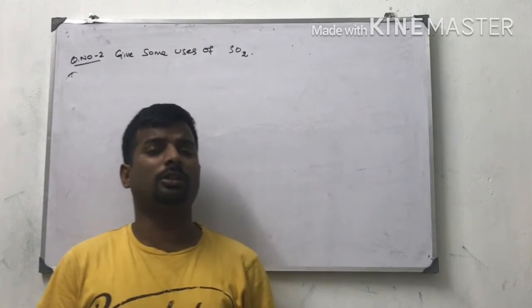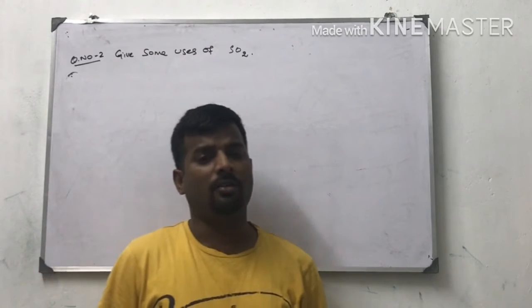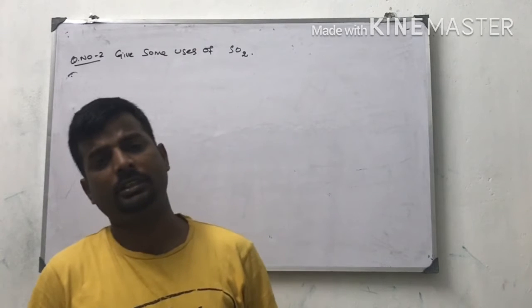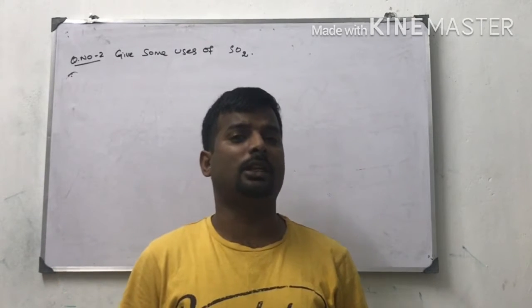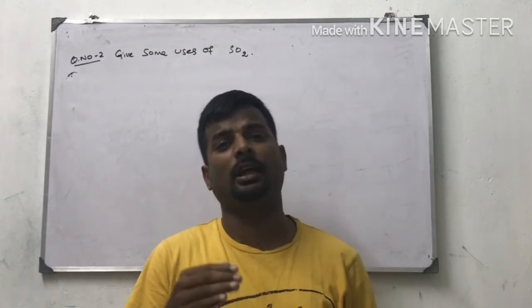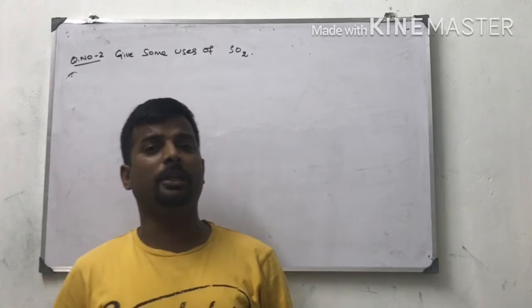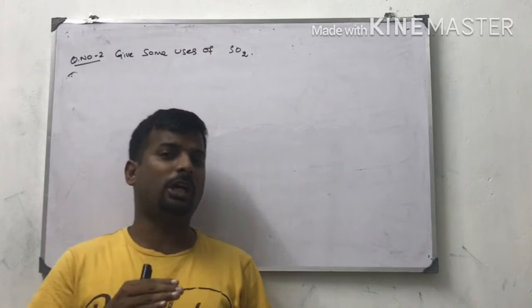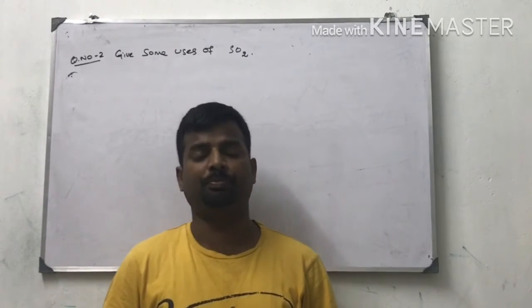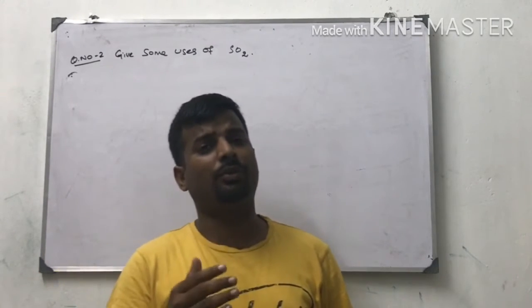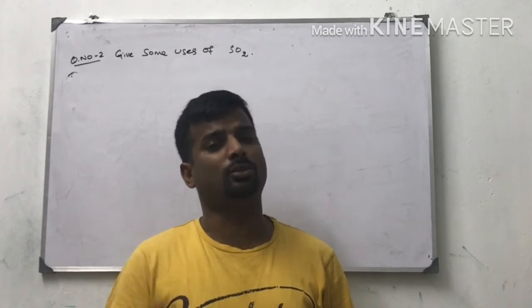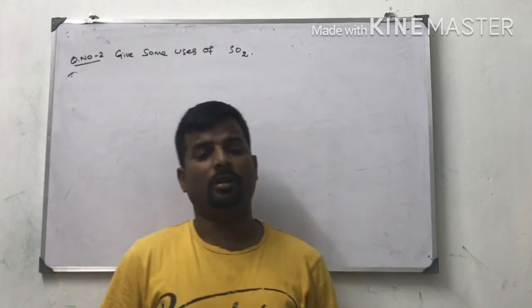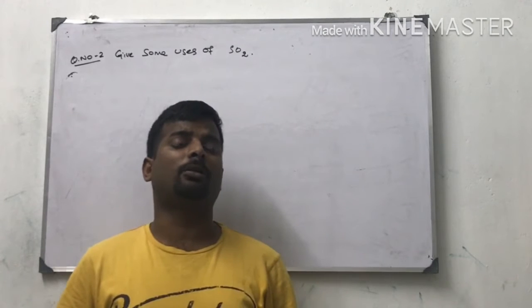Sulfur dioxide is used in many industrial processes. For example, in textile industries, sulfur dioxide is used as a bleaching agent to bleach silk and wool. What do you mean by bleaching agent? Bleaching agent means it removes the coloring matter from silk and wool, and it is used for refining petroleum and sugar. Removing impurities in petroleum and sugar.